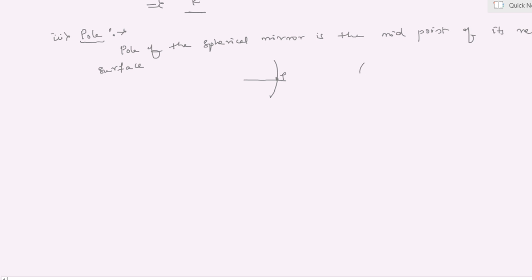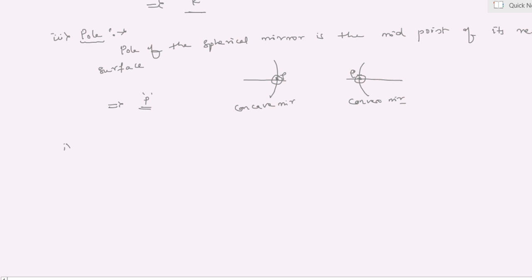Yes, in case of concave and in case of convex mirror, the midpoint is located and marked as capital letter P. Yes, my dear students, it is the pole of the mirror. It is shown by capital letter P. P means pole of the mirror.